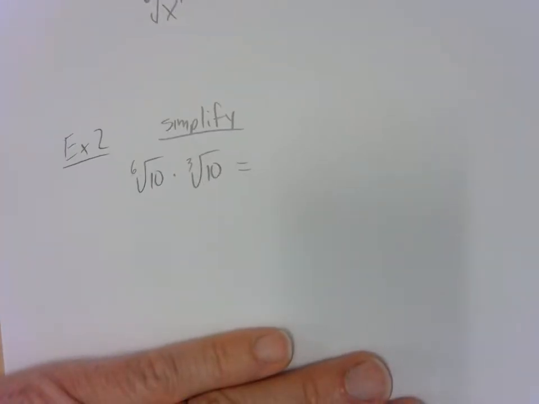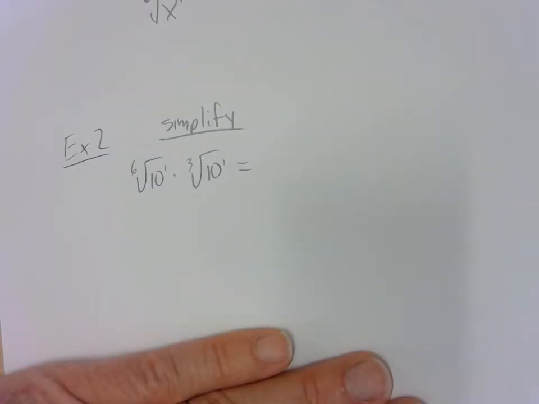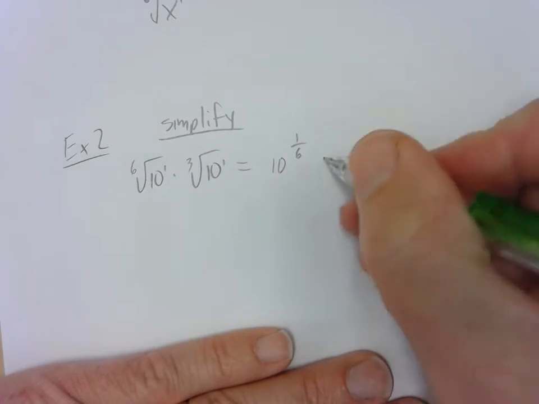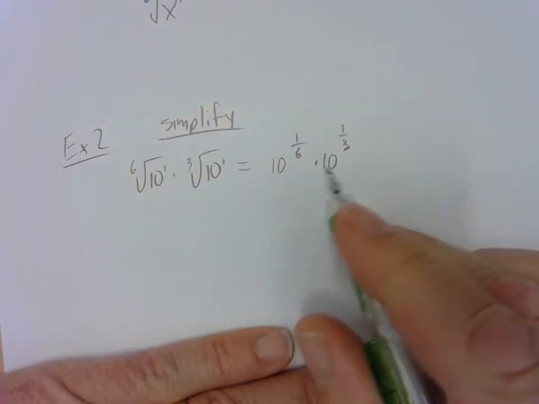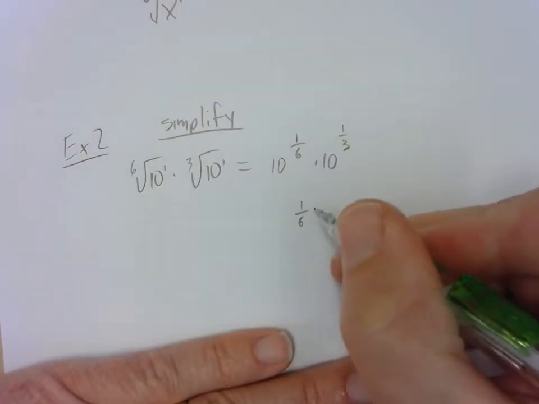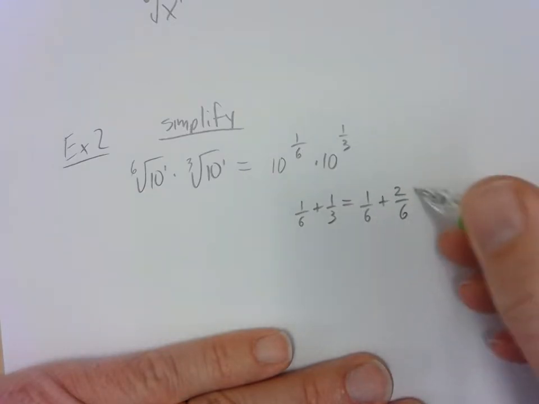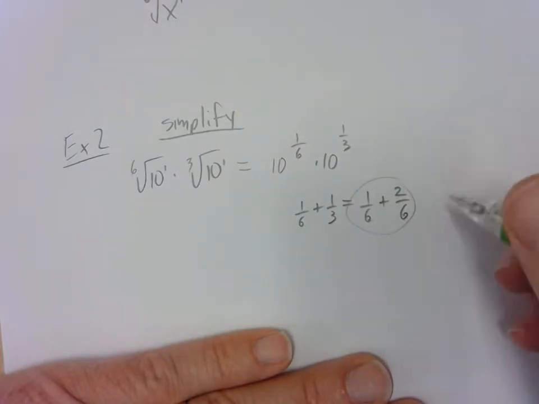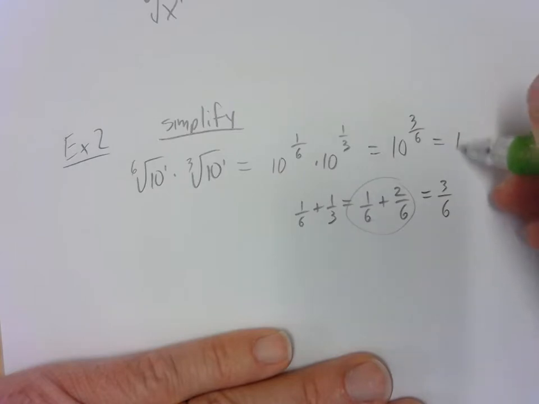So we're going to simplify these together. So I'm going to rewrite it. There's an invisible 1 here, and there's an invisible 1 there. So I can rewrite this as 10 to the 1 sixth power times 10 to the 1 third power. When you multiply like bases, we add the exponents together. So essentially, all you're doing is adding 1 sixth plus 1 third. So 1 sixth plus 1 third is 1 sixth plus 2 sixths. 2 out of 6 is the same thing as 1 out of 3. I need it to look this way because I need the common denominator to add my fractions. So I get 3 sixths. So this is the same thing as 10 to the 3 sixths, which is 10 to the 1 half.